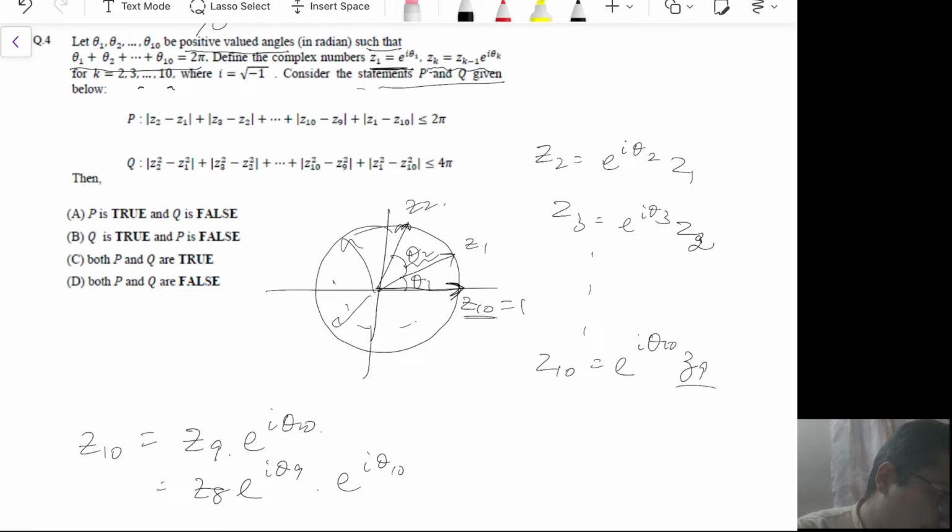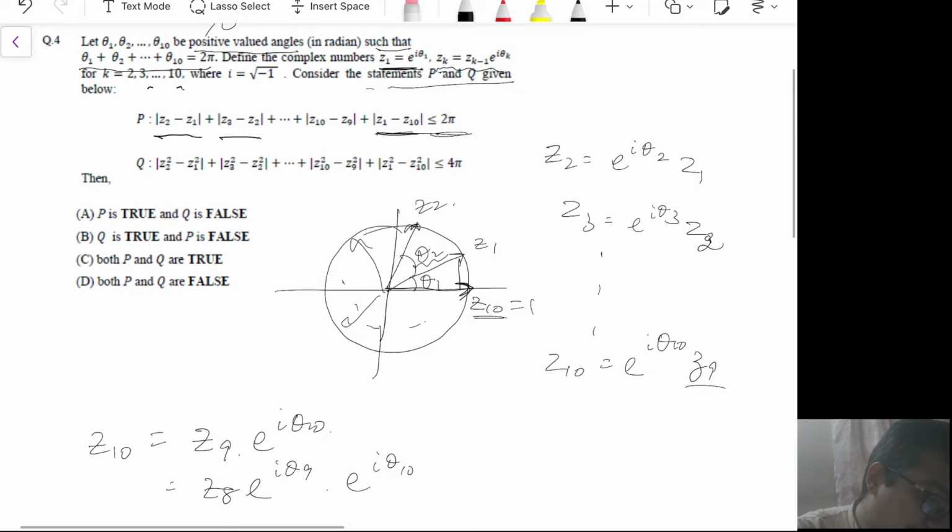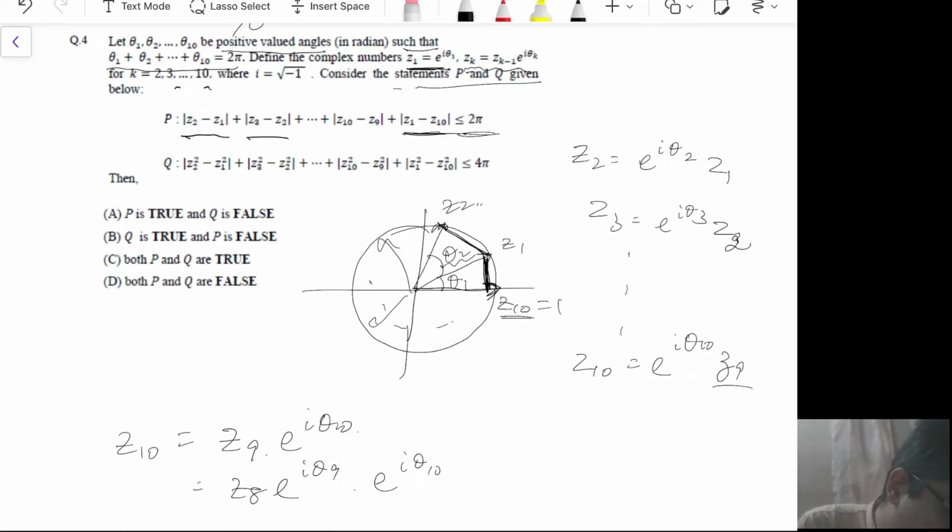Q. So the first says that mod of Z2 minus Z1 plus Z3 minus Z2 up to Z1 minus Z10 is less than or equal to 2 pi. So basically this mod of Z2 minus Z1 is the length of the chord joining Z1 and Z2. Next we have the length of the chord joining Z2 and Z3, and so on until we have finally the length of the chord joining Z10 and Z1. So we have the length of these chords, and we are given that this is less than or equal to 2 pi. So let's look at the first assertion, which is P, and let's see whether it's true or not.